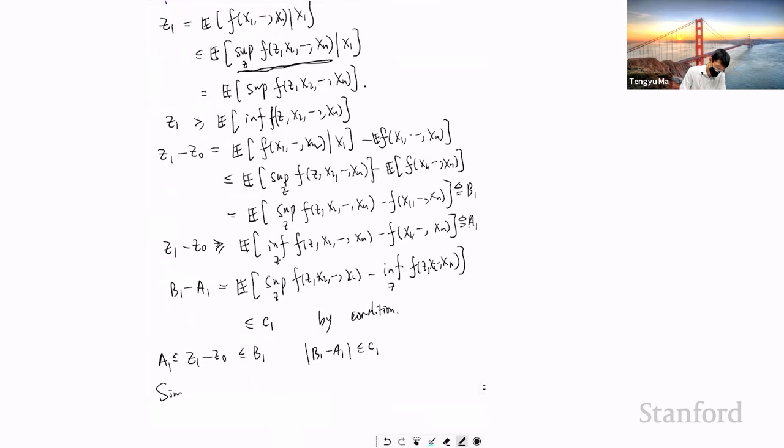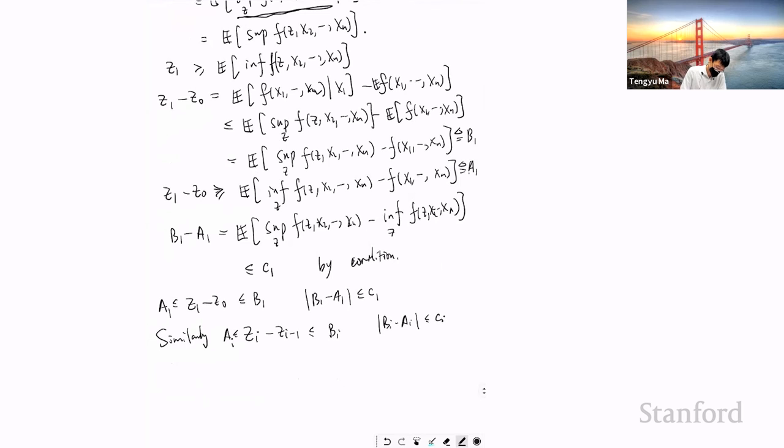And similarly, you can also show that Zi minus Zi minus 1 is bounded between Bi and Ai, and Bi minus Ai is also less than ci. Recall that our final goal is Zn minus Z0, which is the sum of Zi minus Zi minus 1. And we have proved that each of these random variables is bounded in some small interval. And now we can use the moment generating function.